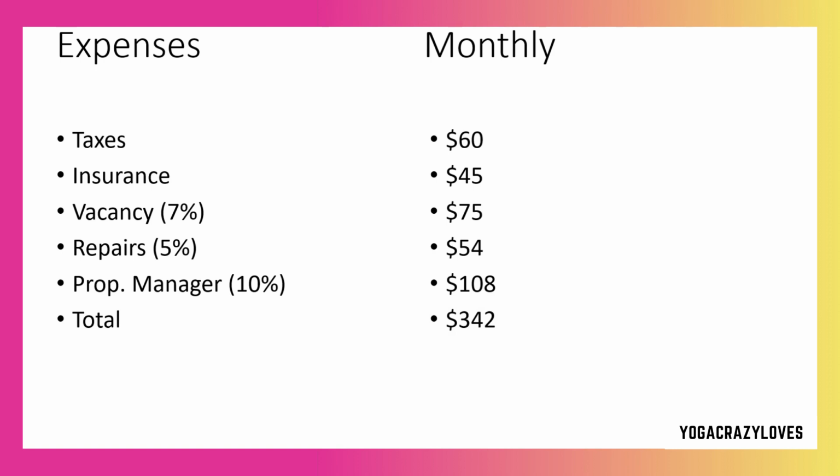Now here's your income: $1,075 rent. Here's your expenses. So do $1,075 minus $342. And if you buy this property for all cash, in theory per month you should be getting $733, and that is cash flow in your pocket per month.